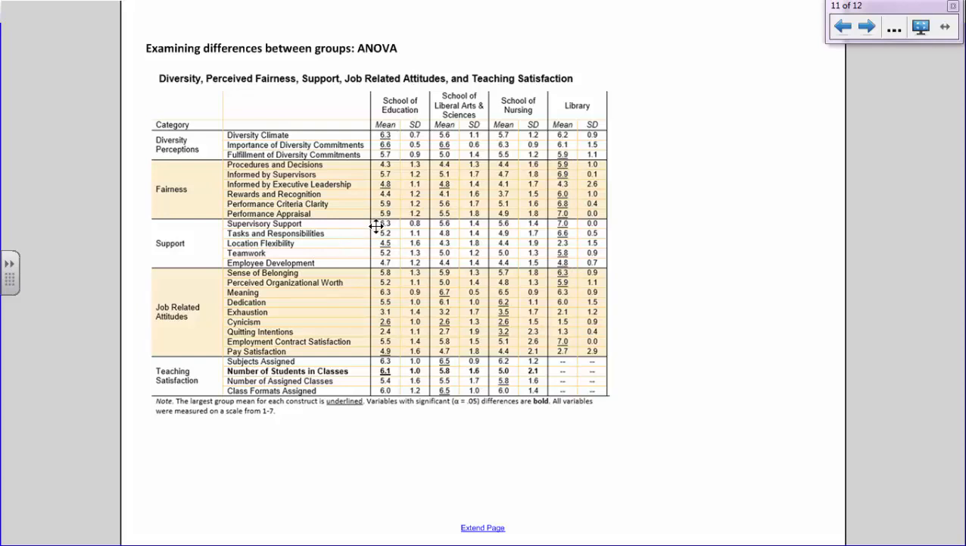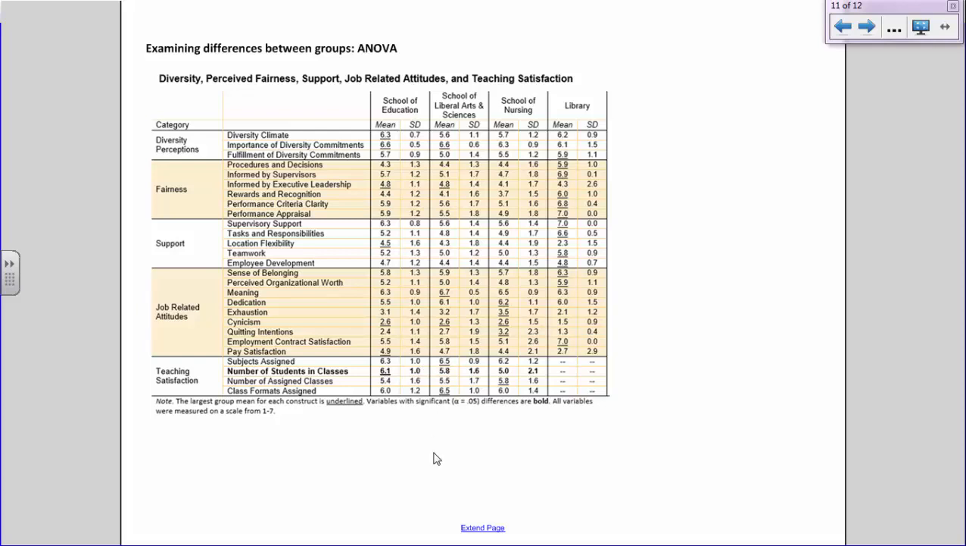And even though there are differences, we can clearly see that supervisory support is higher in the School of Education than it is in liberal arts and sciences, but there's not a significant difference there, right? It's not reliable. We're not confident that that difference exceeds what we would expect to see just due to random chance. But when we look at the number of students in classes, the School of Ed is clearly significantly happier about the number of students in their classes than those in the School of Nursing. And with ANOVAs, just because it's significant doesn't mean these are all different. When you actually dig into the data more, you see there's only a significant difference between the School of Ed and School of Nursing. There isn't a significant difference between the School of Ed and Liberal Arts and Sciences.